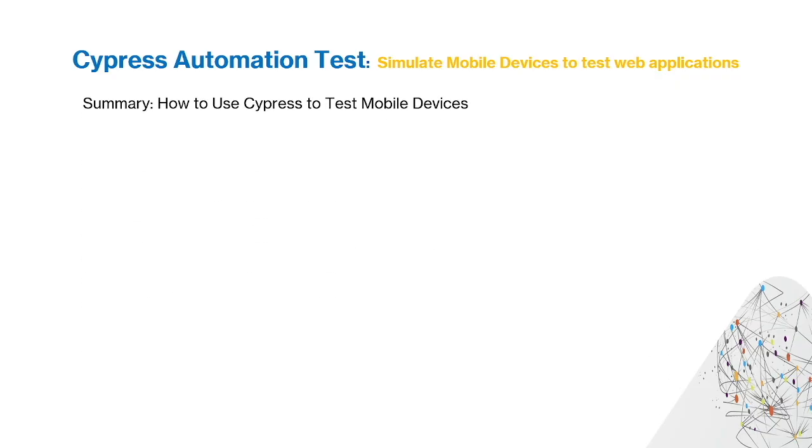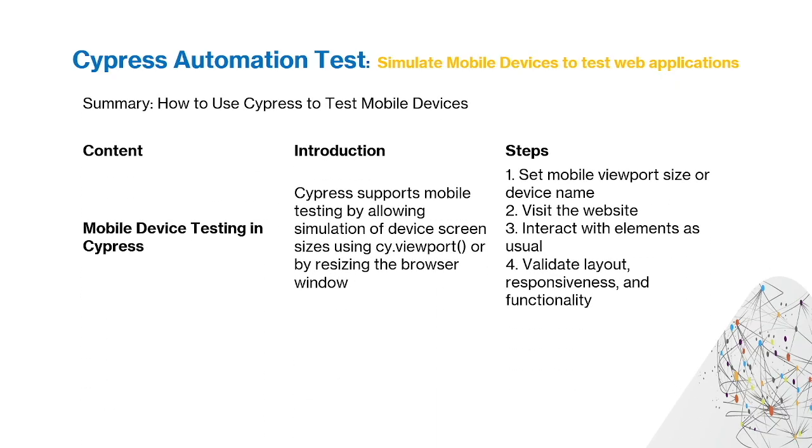How to use Cypress to test mobile devices. Cypress supports mobile testing by allowing simulation of device screen sizes using its viewport function or by resizing the browser window. So here are the steps. Set the mobile viewport size or device name. You visit the website, you interact with the elements as usual, and then you validate the layout, responsiveness, and functionality.